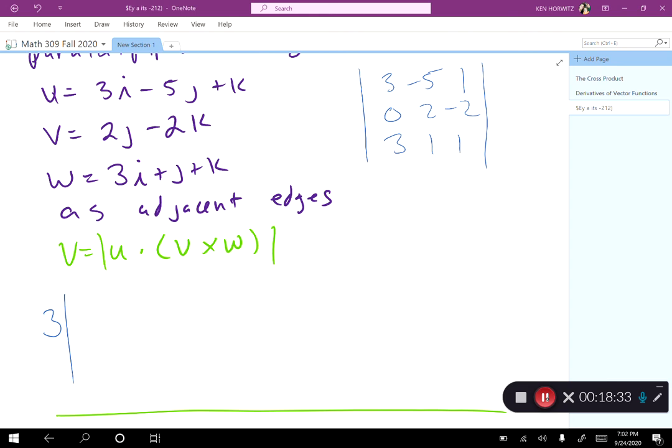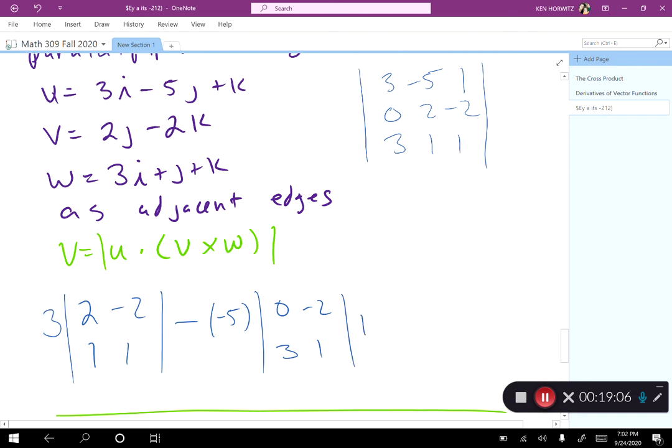All right, well, hopefully you started this. So our 3 determinant is going to be 2, -2, 1, 1. Right? I have a positive on the front of that, so negative goes here. And then my -5 determinant would be 0, -2, 3, 1. Then I'm going to add my 1 determinant, which is going to be 0, 2, 3, 1.